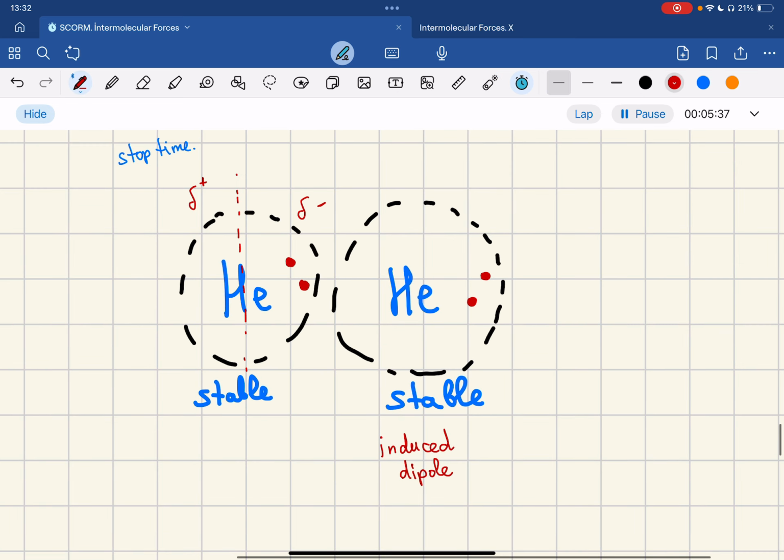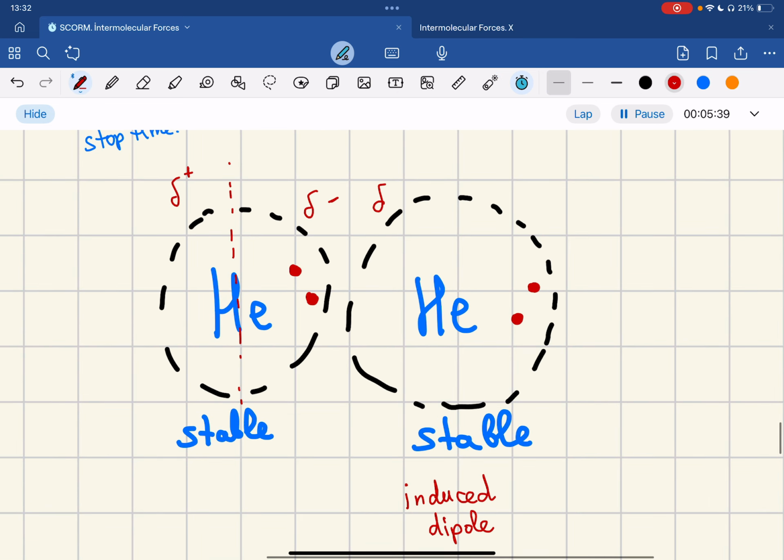So at this moment, because these electrons are here, they will repel these electrons here. So what will happen at this moment? It's going to become sigma positive and sigma negative. So one side is sigma positive, another side is sigma negative. What we can say is we have an intermolecular force.